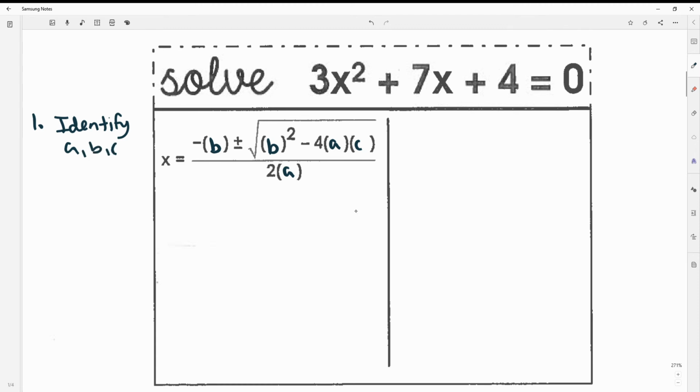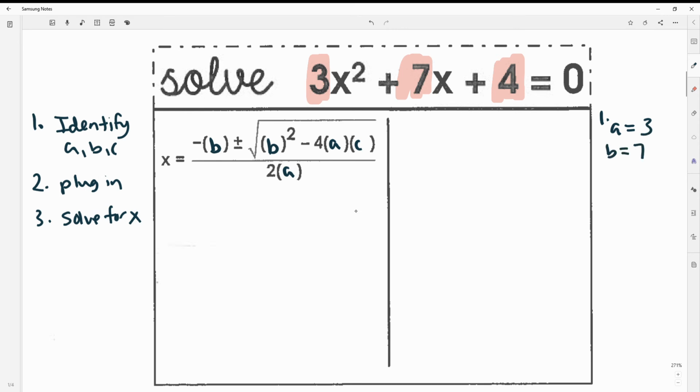Alright, so let's start answering this. Okay, you already know it's going to split up into 2, but I'm not going to write that. Alright, so let's go ahead and start identifying A, B, and C. Let's write those down. A is 3, B is 7, C is 4.